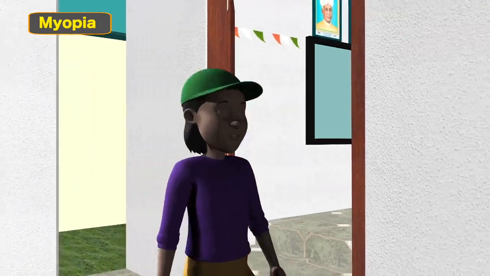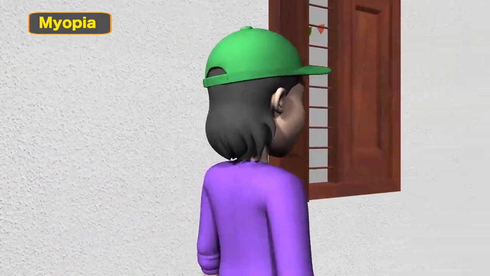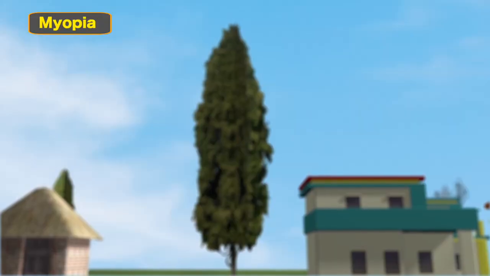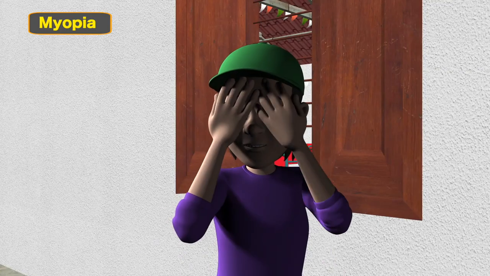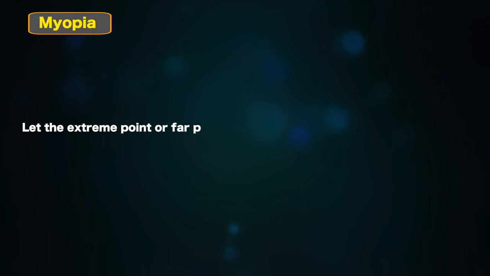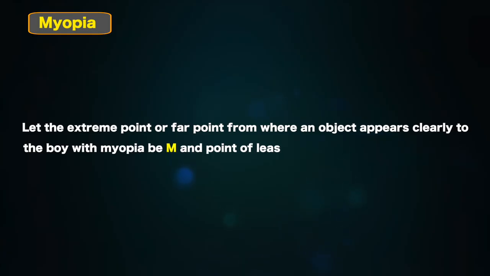To understand this, consider a boy who is walking in the corridor of a school campus, trying to see a far off tree. But he is unable to see clearly and distinctly. So, he is suffering from myopia. Let the extreme point or far point from where an object appears clearly to the boy with myopia be M and the point of least distance of distinct vision be L.